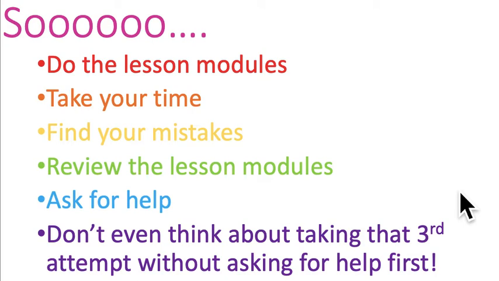Take your time. When you don't get the grade you want, find your mistakes. Review the lesson modules. Ask for help. And let me tell you right now, guys, don't even think about taking that third attempt without asking for help first, okay? I know you get 3 attempts, and I'm really glad about that. But if you haven't gotten a 70% by your second attempt, do not jump into your third attempt. You need to be looking for those mistakes, finding those mistakes, doing the lesson modules, and asking for help.